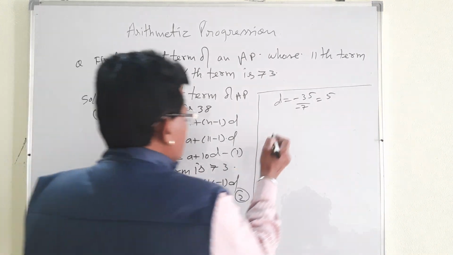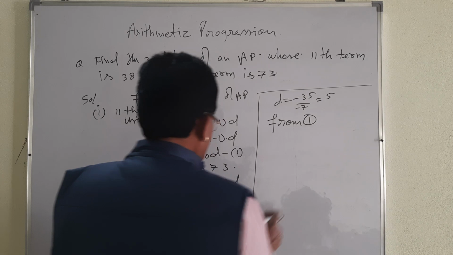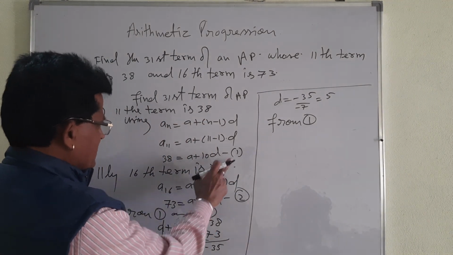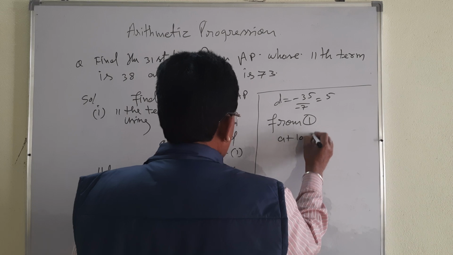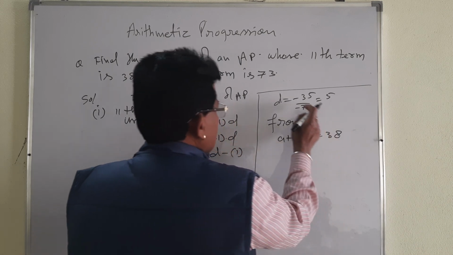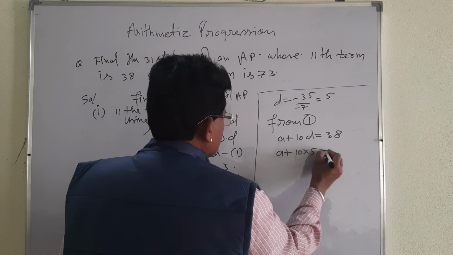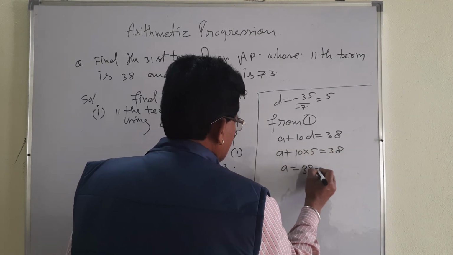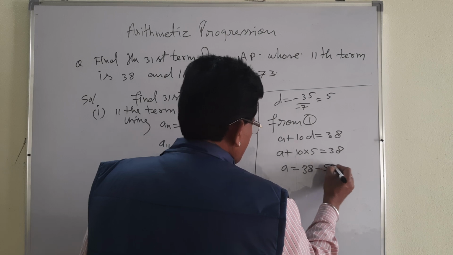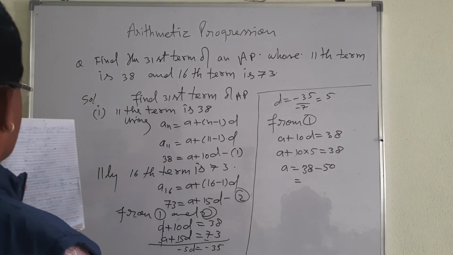And from the first equation, find out the value of A also. From 1: A plus 10D will be equal to 38. And we got the value of D. A plus 10 into 7 is equal to 38. And A will be equal to 38 minus 70.